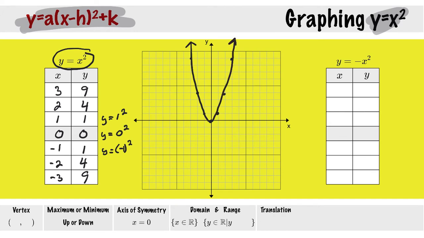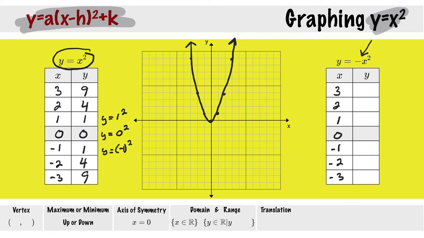That's known as the parent parabola. That's the parabola that every other parabola is compared to. On the right-hand side, same equation, only with a negative in front. Again, I'll use the same x values, stepping up by 1, stepping back by 1.